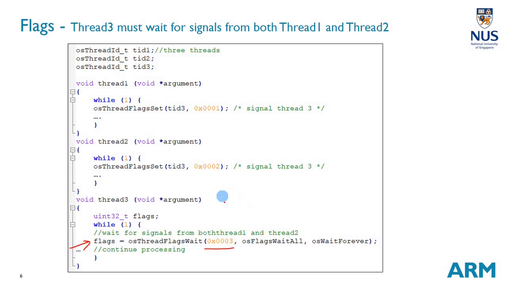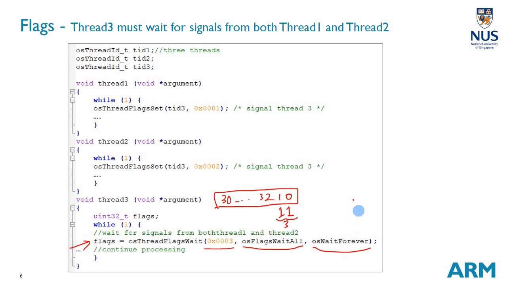If I look at the binary bits, 31 all the way to 3, 2, 1, 0, this is the 32-bit thread flag. So 0x0003 refers to this bit to be set and this bit to be set. So this is the 3, correct? What I want is thread flag 0 and thread flag 1 to be set. As you can see here, the option says that I want to wait for all the flags to be set, OS flags wait all. So I will only proceed when both the bit 0 flag and bit 1 flag are set. And I'm going to wait forever, so until then, I will be blocked and waiting.